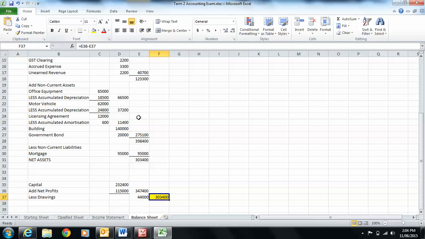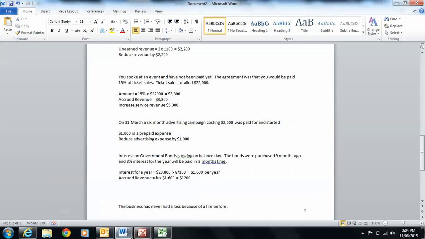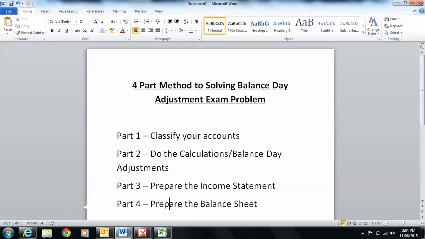And fortunately, that equals our net assets. So we can be happy that our balance sheet has balanced. And that's the four steps of solving the problem that we have to do.